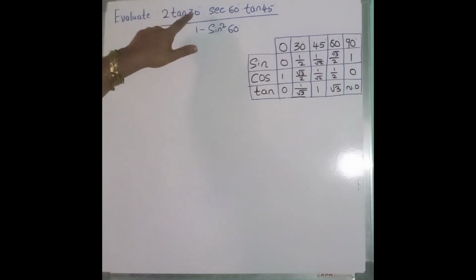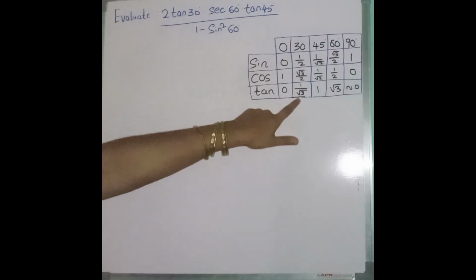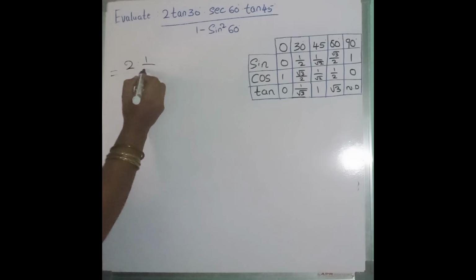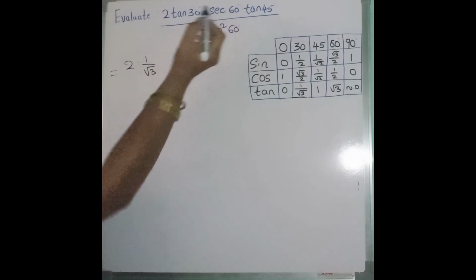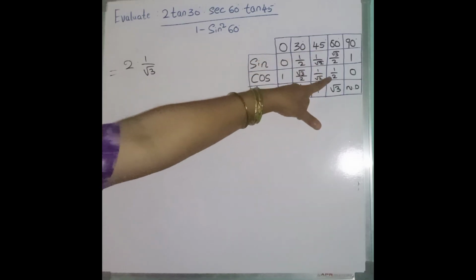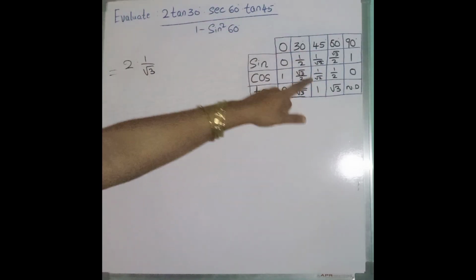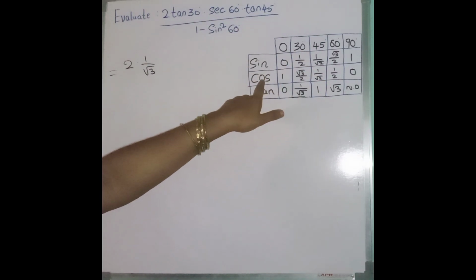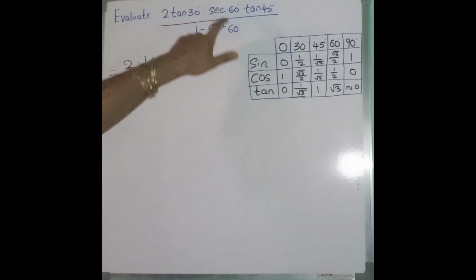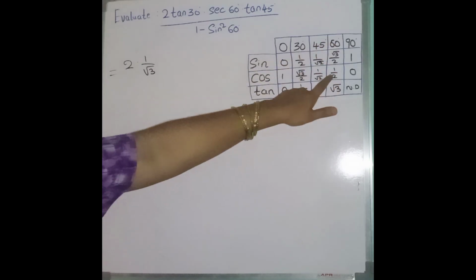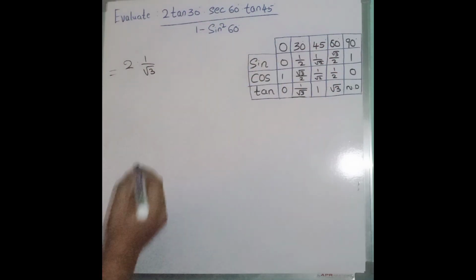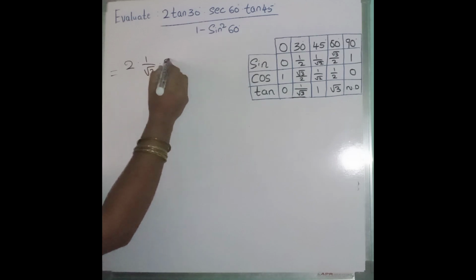Here is tan 30 degree. The value of tan 30 degree is 1 by root 3. Right, here 2 into 1 by root 3. Secant of 60 degree. Secant is the reciprocal of cos. Cos of 60 degree is 1 by 2. Secant of 60 degree is 2 divided by 1. That means secant of 60 degree is 2.